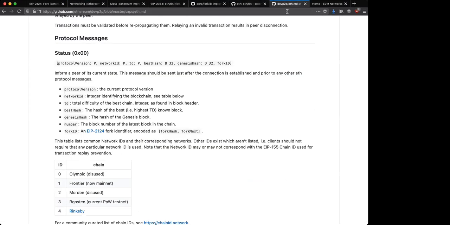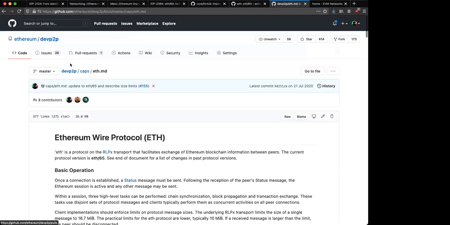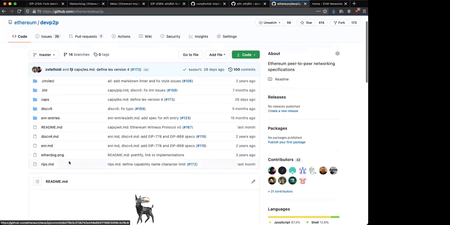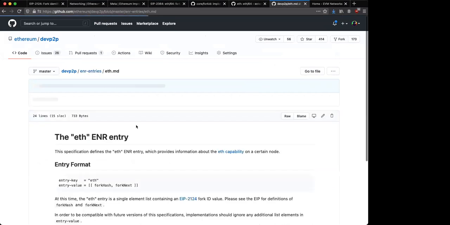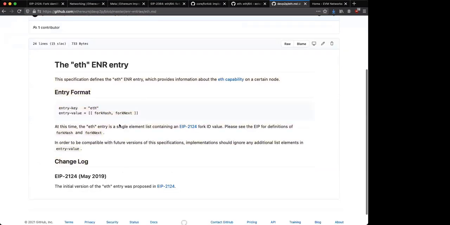So basically, this is the specification of the networking protocol. But in the last PEEPanEIP where I was present, we were also talking about the ENR. And in fact, you can see that we have the ETH ENR entry, which at the moment contains only the fork ID.